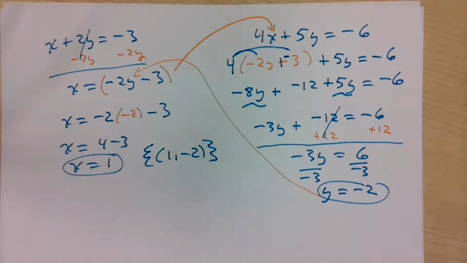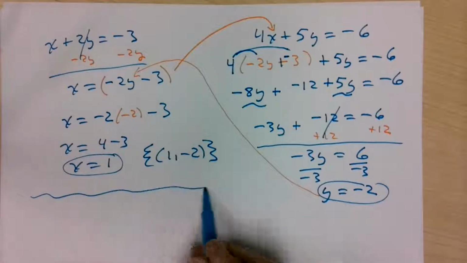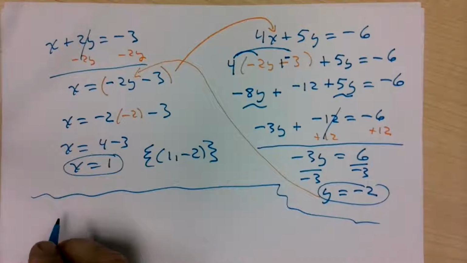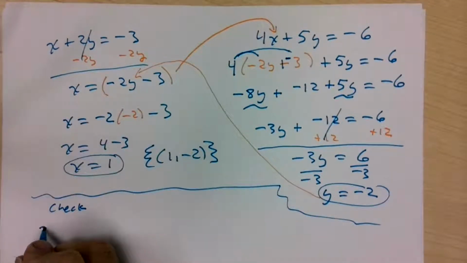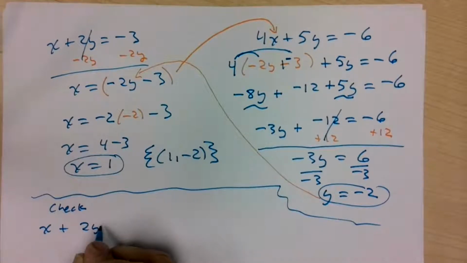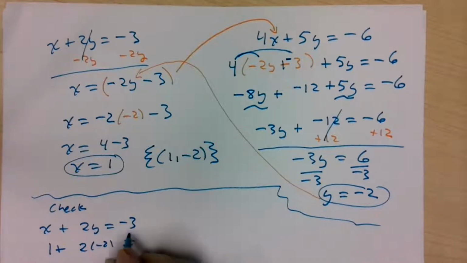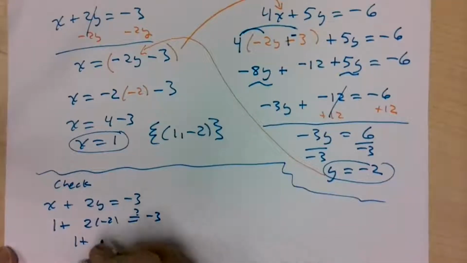And then we're going to check that in both of our original equations. Our original equation, x plus 2y is negative 3, and 4x plus 5y is negative 6. So to do our check, x plus 2y is negative 3. X is 1 plus 2y, 2 times negative 2. Does that equal negative 3? Does 1 plus negative 4 equal negative 3?